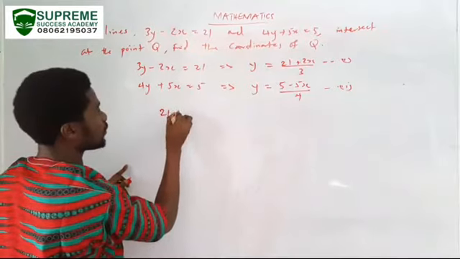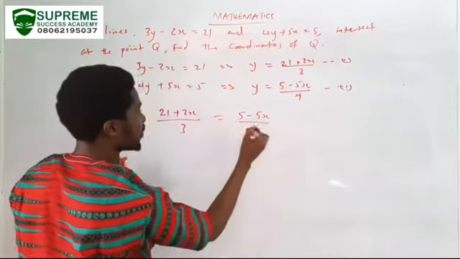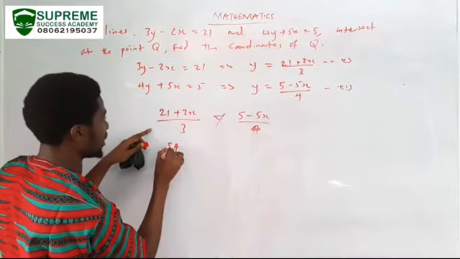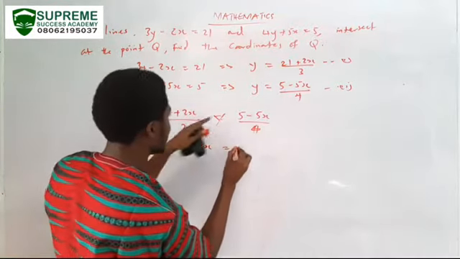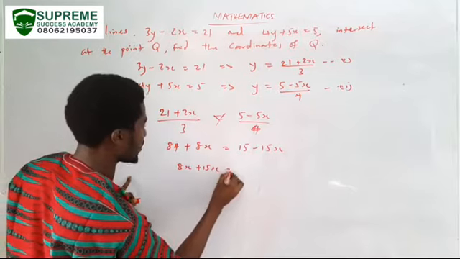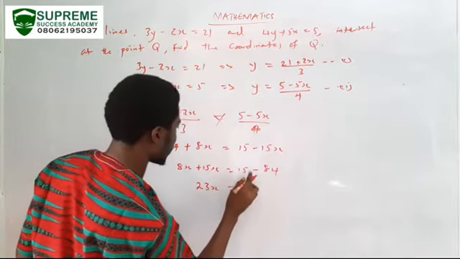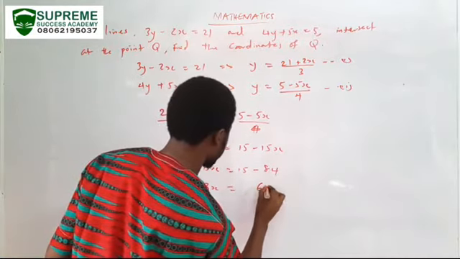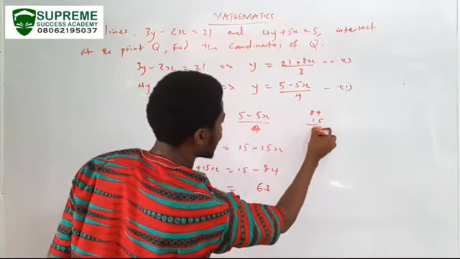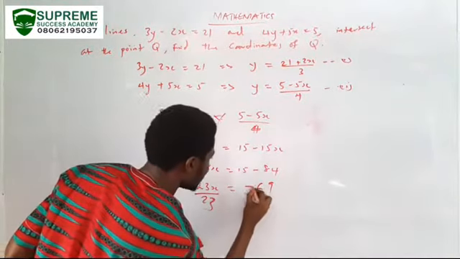Then we can have 21 plus 2x divided by 3 equals 5 minus 5x divided by 4. That's the first method I told you. What do you do here? You cross multiply, right? So multiply this one by the other. 4 times 21 is 84, plus 4 times 2x, that's 8x, equals 3 times 5, that's 15, minus 15x. So you have 8x plus 15x equals 15 minus 84. So this plus this will give us 23x, right? Equals, this minus this will give us 69, I mean minus 69. So dividing both sides by 23, what are you going to have? This negative, please. Minus 23.